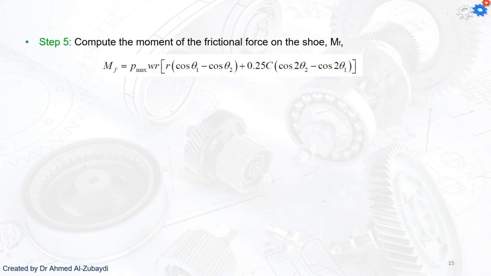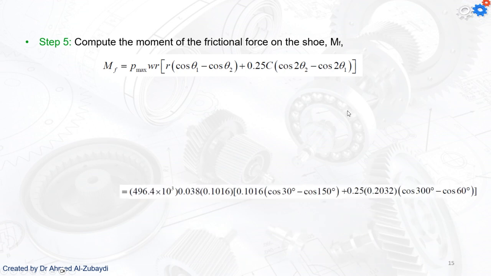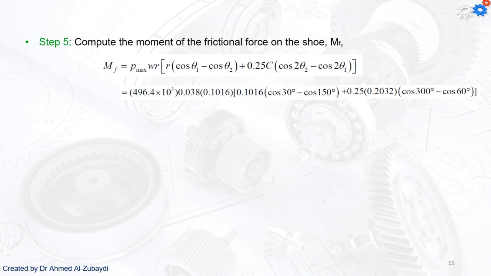Now, the other moment we would like to find is the friction force moment, and that's the equation we have. Let's check the parameters we need to use. The P maximum is found, W is known, R is known, and theta 1, theta 2 and the C are all known. So we put the parameters in again, and this will give that the moment is equal to 84.5 Newton meters.